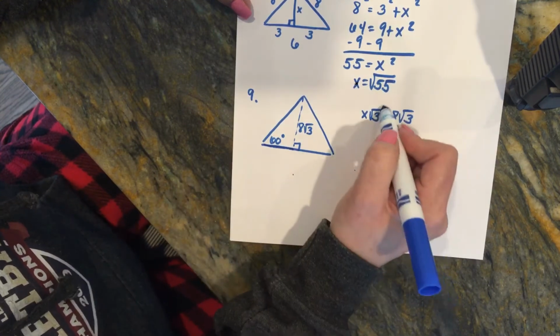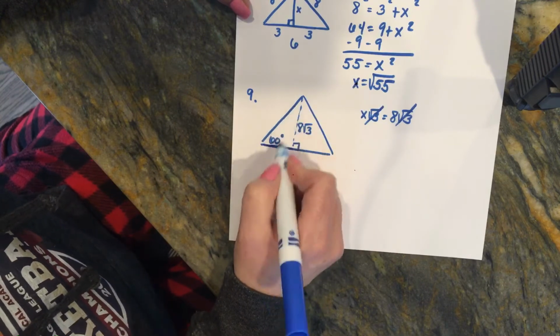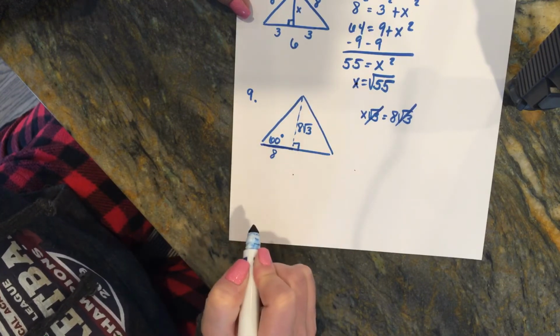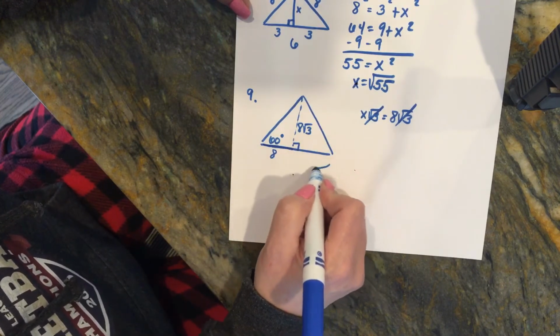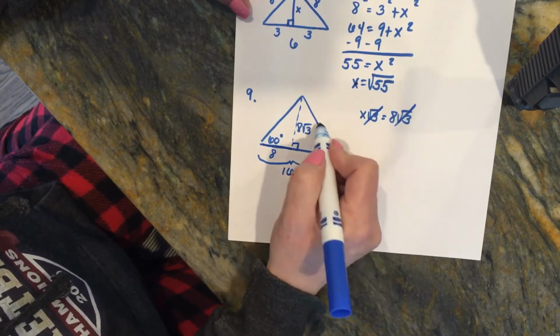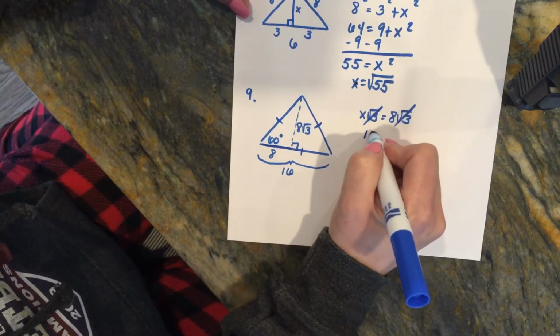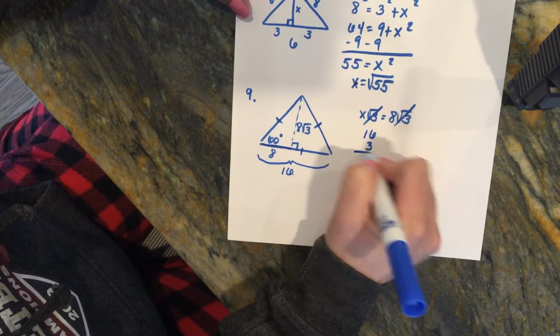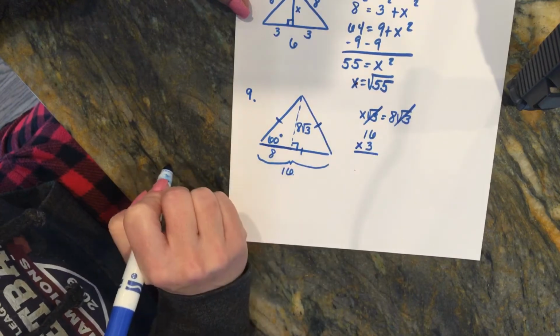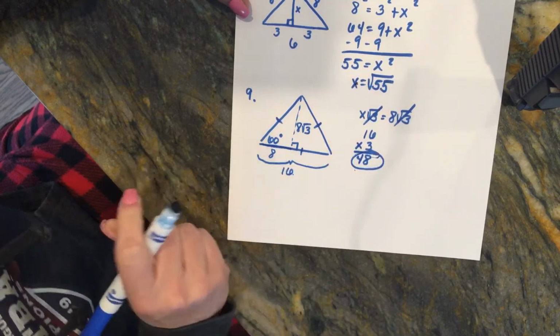So what happens to your square root 3's? They divide away. That means x across from the 30 is 8. So the entire side is 16, and it's equilateral. So 16 plus 16 plus 16, or 16 times 3, is 48. There's your perimeter.